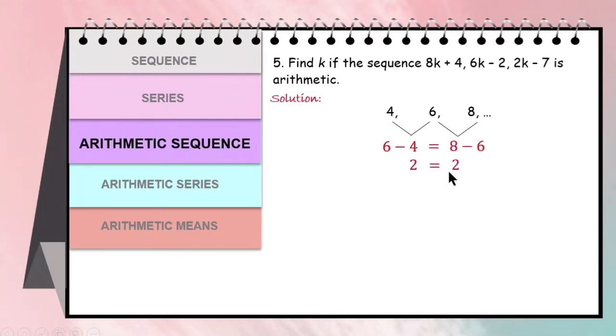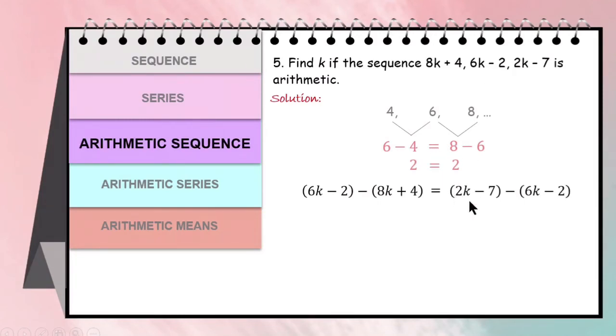6 minus 4 should be equal to 8 minus 6. We are going to use this relation to solve for k. 6k minus 2 minus (8k plus 4) should be equal to 2k minus 7 minus (6k minus 2). A term minus its previous term. Second term minus the first term should be equal to the third term minus the second term.